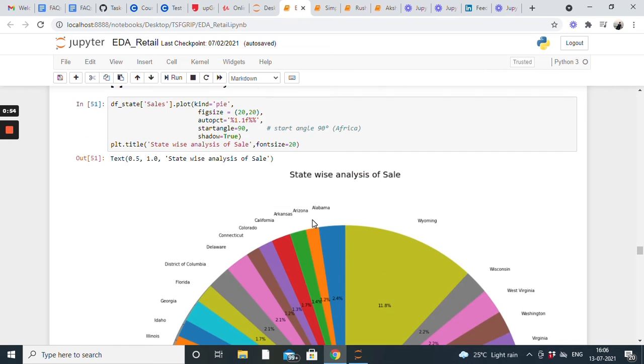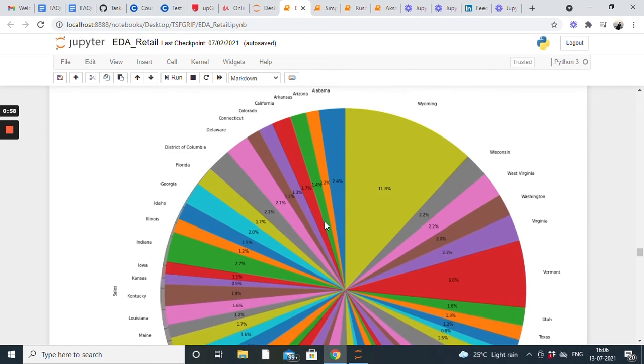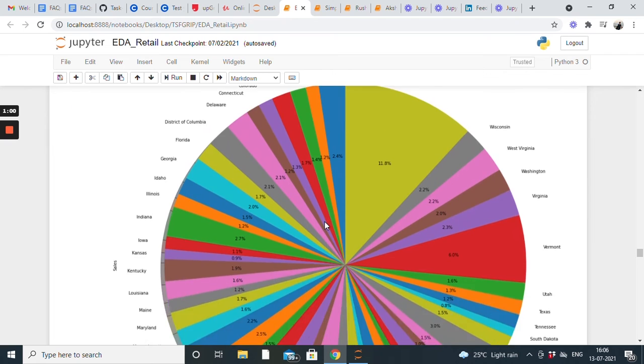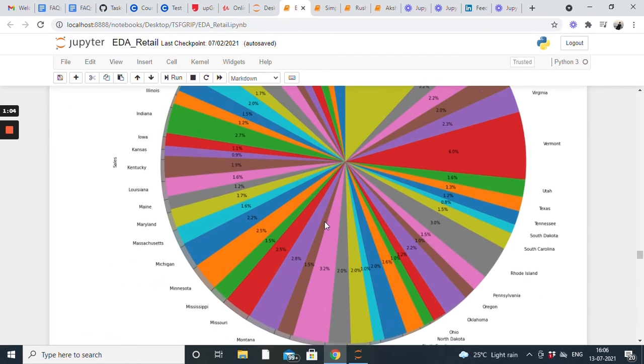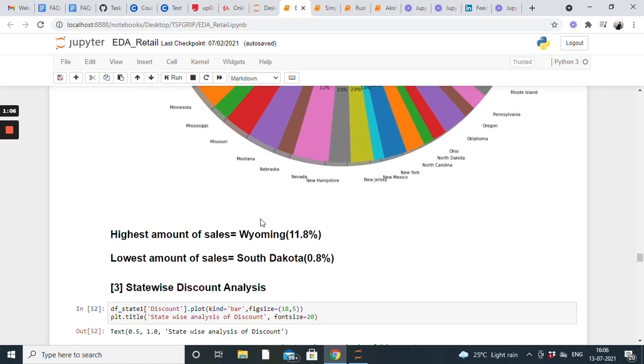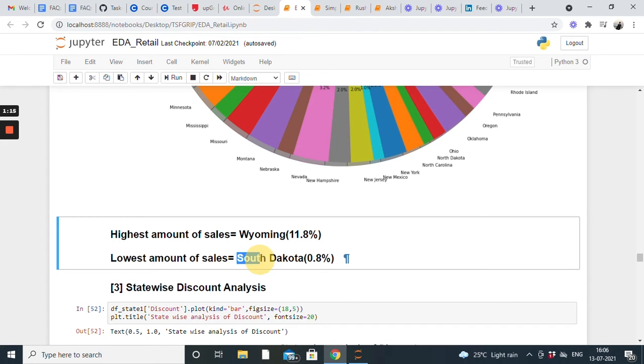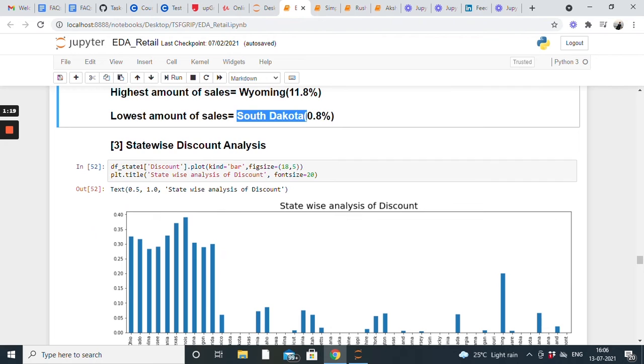Actually here I'm going with the pie chart one more time. I have just plotted the pie chart here. From this pie chart, I concluded the highest amount of sales is at Wyoming, that is 1.8, and the lowest amount of sales is South Dakota, and that is 0.8.